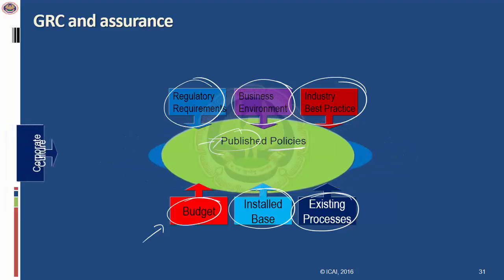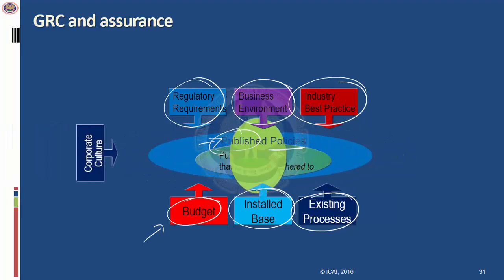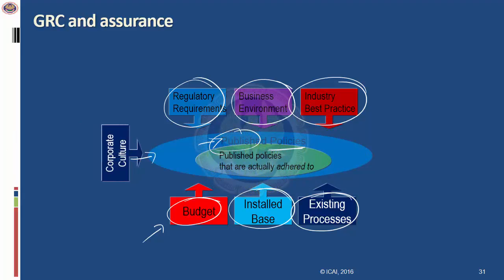But practically what would happen is, due to the corporate culture within the organization, the actual policies which are adhered to will get lesser. There's a big gap. There are published policies, but the actual policies which are followed are much fewer, and many of them are on paper and not really implemented. Now, what is the benefit of using frameworks like COBIT?